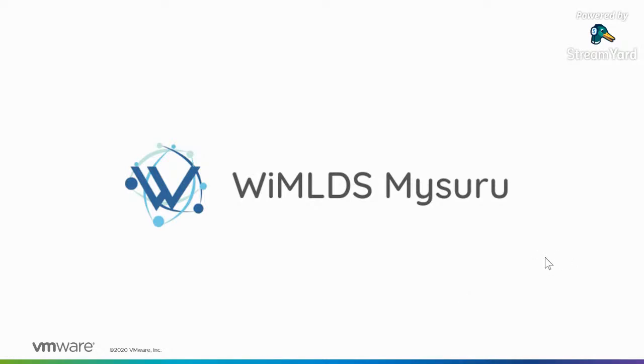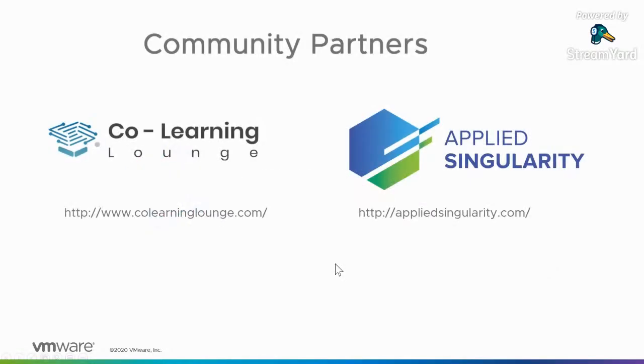The community partners for WIMLDS are Co-Learning Launch and Applied Singularity. The websites are listed here: colearninglaunch.com and appliedsingularity.com. They have a YouTube channel as well, so we can subscribe and see the videos that are being posted, which will help us to learn well. And Applied Singularity has an app, which has the latest updates on data science.